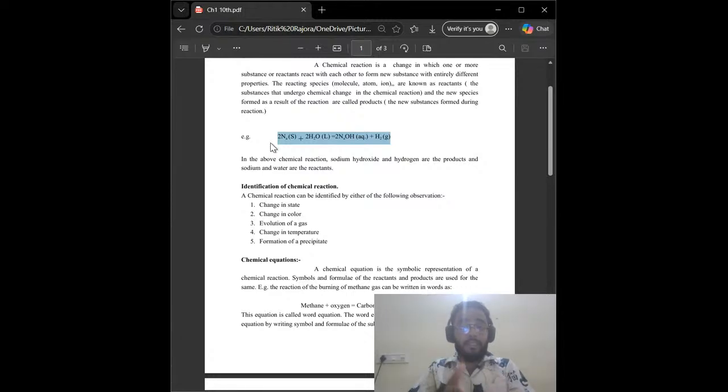It is present in aqueous form, not in solid form, not in liquid form, not in gaseous form, not in plasma form. It is available in aqueous form. What is aqueous form? The aqueous form is like slippery.